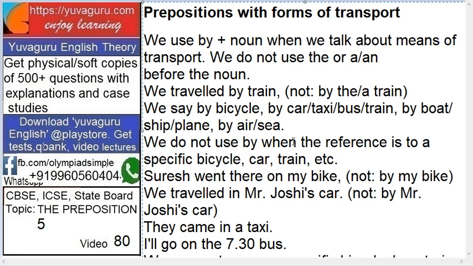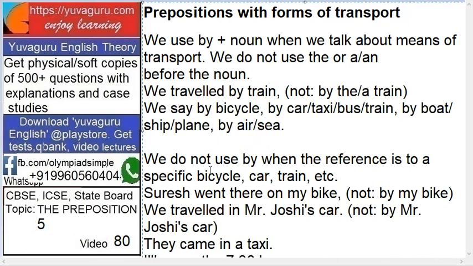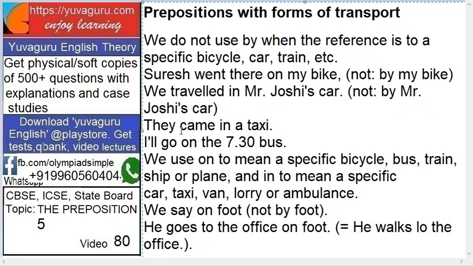We do not use by when the reference is to a specific bicycle, car or train. Now comes the word the, when you are talking of something specific. We do not use by when we know some mode of transport, means some bicycle, train, we know about that cycle. Suresh went there on my bike, right? So I know it's my bike, that's why I don't use by. We traveled in Mr. Joshi's car, so not by Mr. Joshi's car, because we know Mr. Joshi's car. They came in a taxi, means we know some mode of transport.